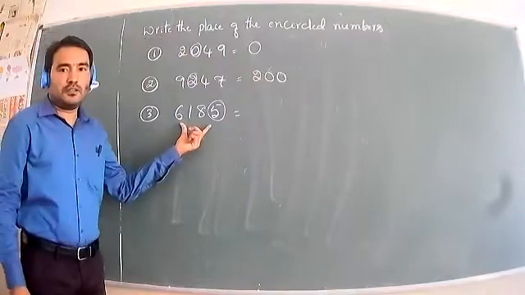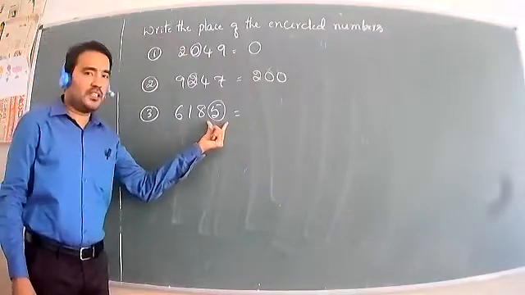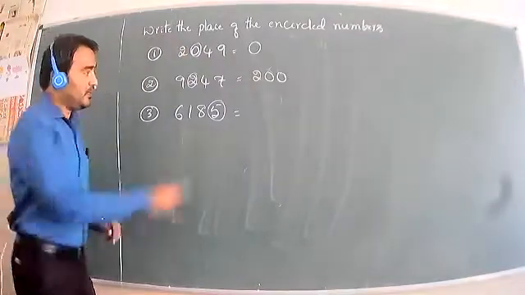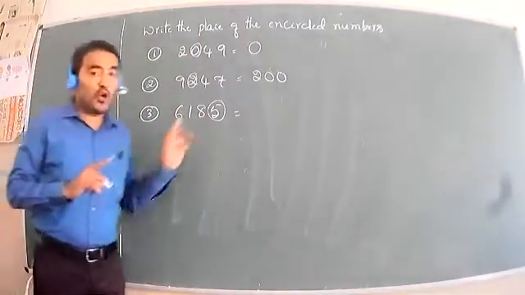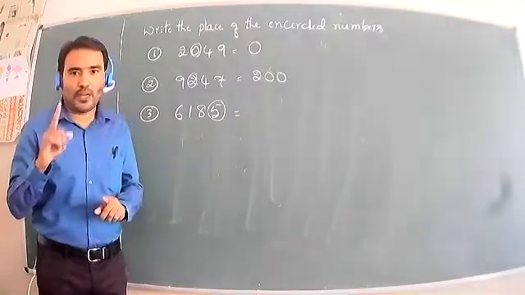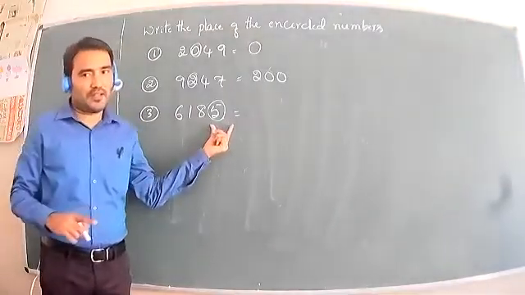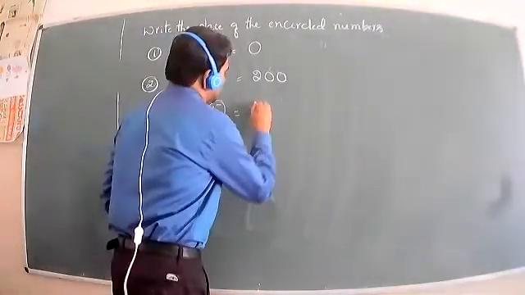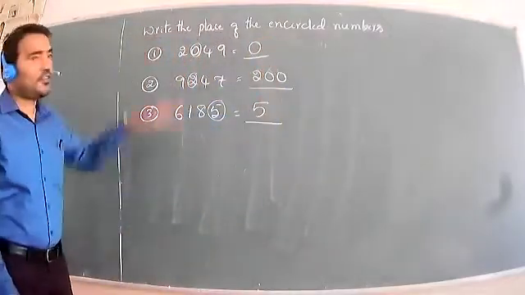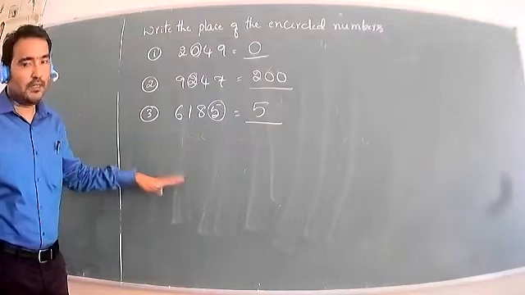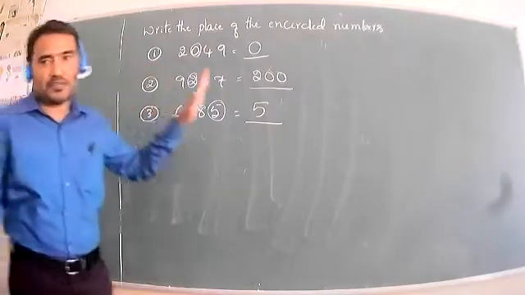Now go for the third question. It is in the ones place. Keep in mind the ones place digit is 5. What is the place value of 5? It is ones. How much do we multiply? 1 into 5 is 5. That is the answer. Okay, this is the concept, so we can understand face value and place value.